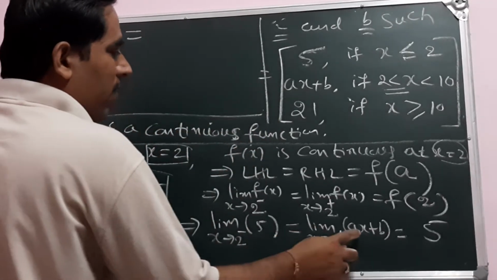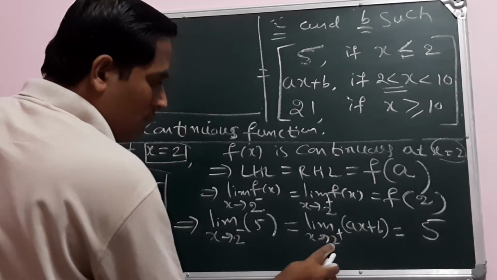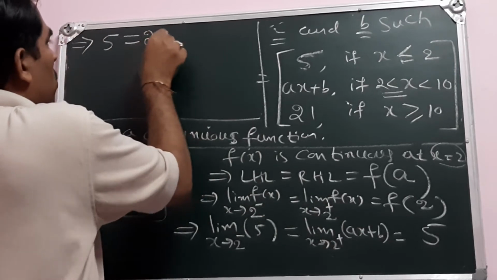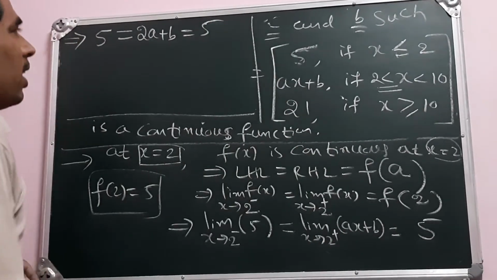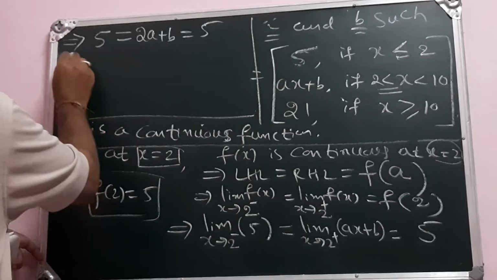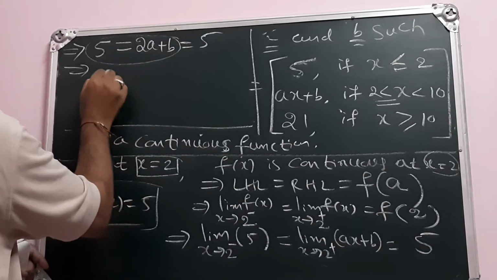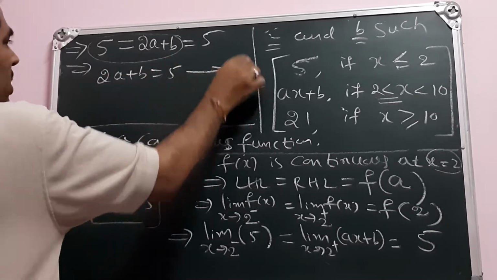See, limit of ax plus b as x tends to 2 plus, that will be here. See, x means what here? 2. So 2a plus b. Instead of x I will write 2. So 2a plus b. Then the right hand side I have already calculated the value here, 5. So once again I got the relation. So look at this, 2a plus b is equal to 5. Let's call this equation 1.